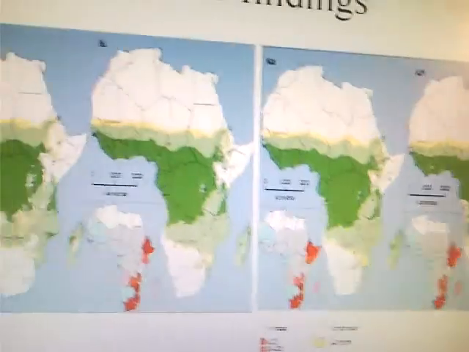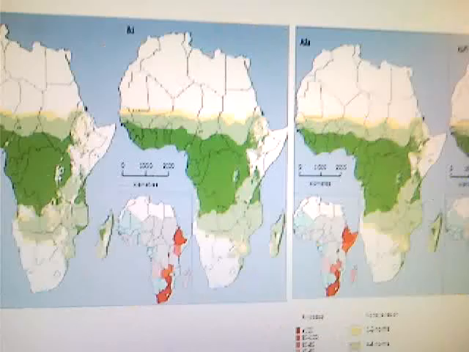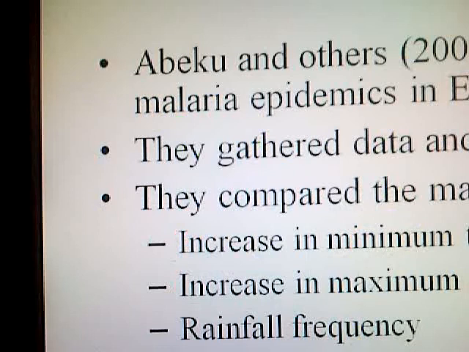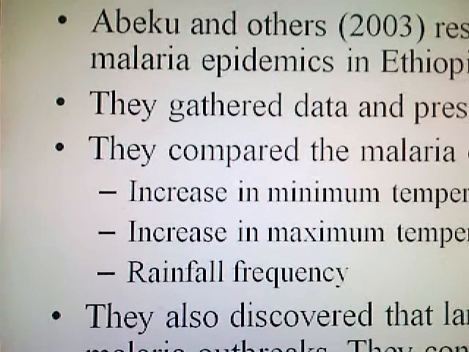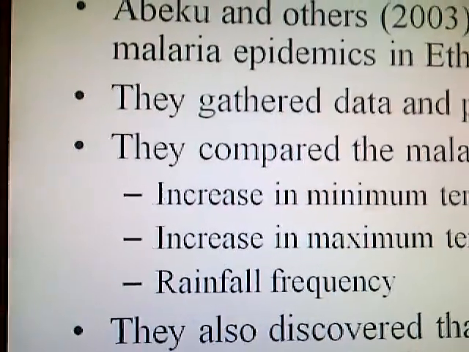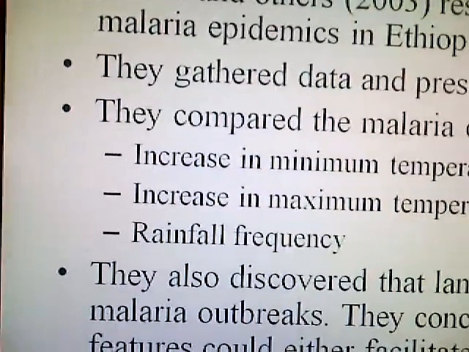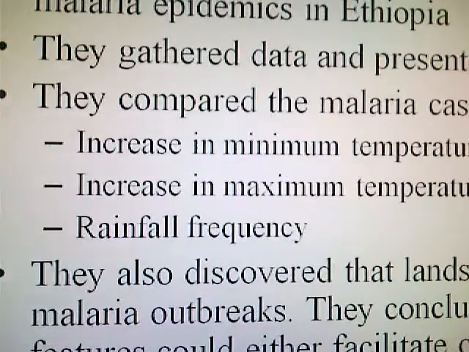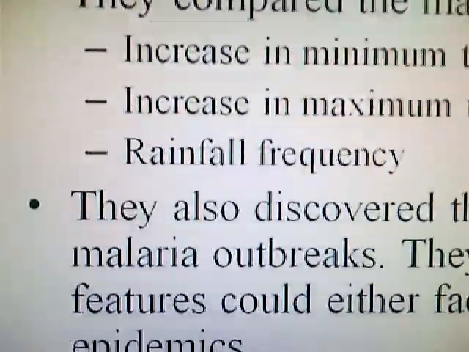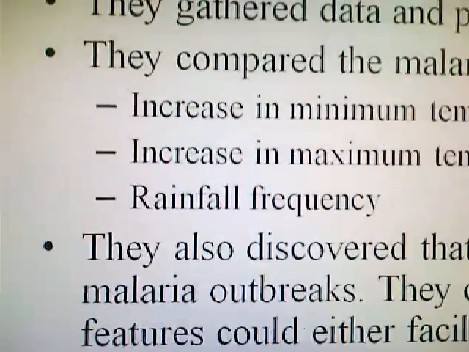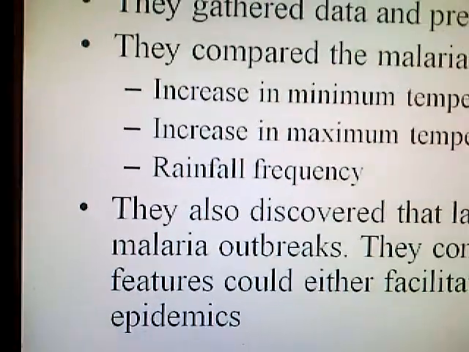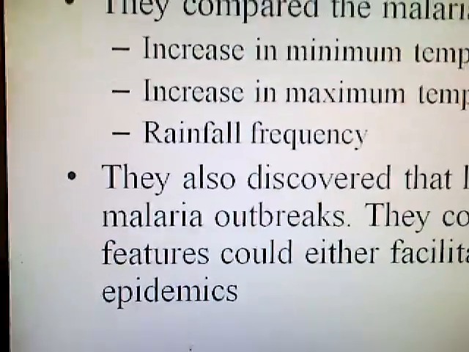And Abeku and others, they also studied the malaria epidemics in Ethiopia. They actually made graphs, and they compared the malaria cases with increase in minimum temperature, increase in maximum temperature, and rainfall frequency. They also made a side discovery that landscape has an impact on malaria outbreaks, but they concluded topographic features do facilitate or hinder malaria epidemics. But they didn't go too much in details.